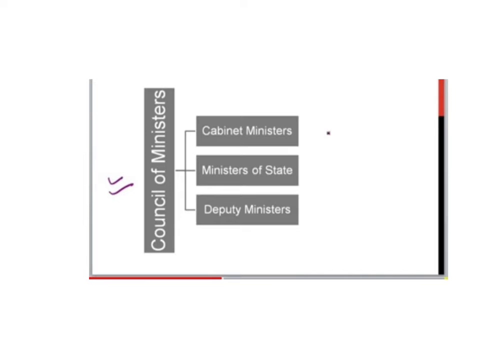So the council of ministers are the team of the chief minister. They are appointed by the governor on the aid and advice of the chief minister of the concerned state. These council of ministers are of different types: cabinet ministers, ministers of the state, and deputy ministers. So the council of ministers are not all at the same rank. They are different at different levels. Now let's see who these cabinet ministers, ministers of the state, and deputy ministers are.